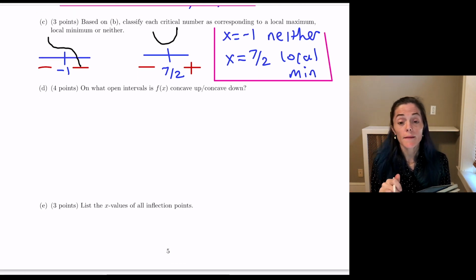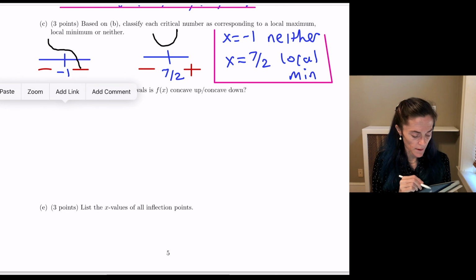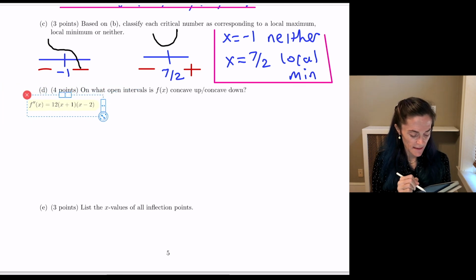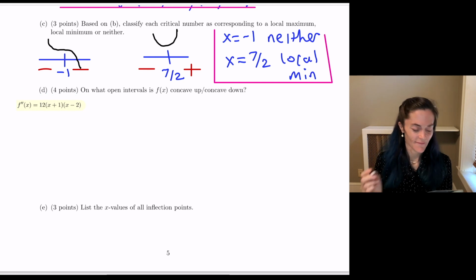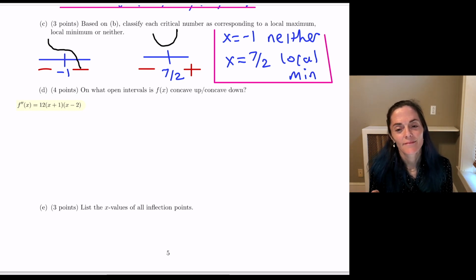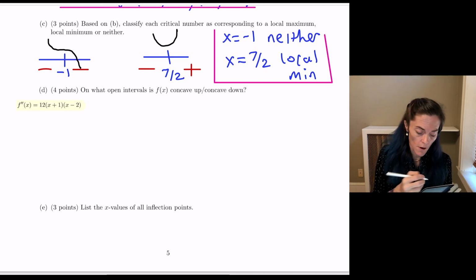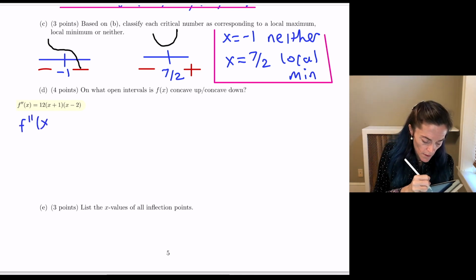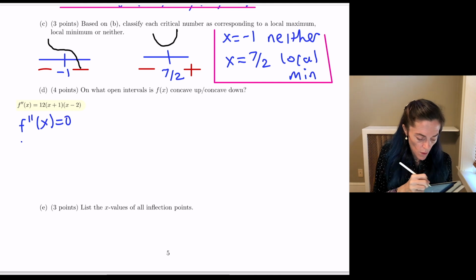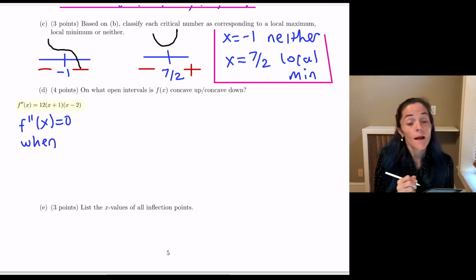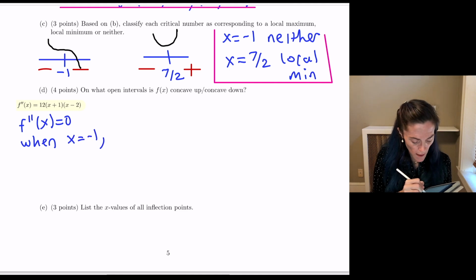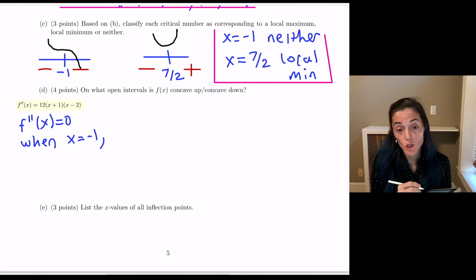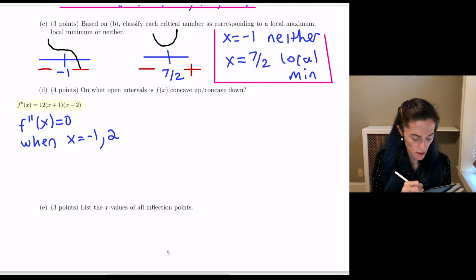Maybe so we can look at this as we are working the problem, I will just paste this from the top. Here's my second derivative. Okay, so first of all, my second derivative is 0 when either x plus 1 is 0, that would give me x is -1, or x minus 2 is 0, that would give me x is 2.